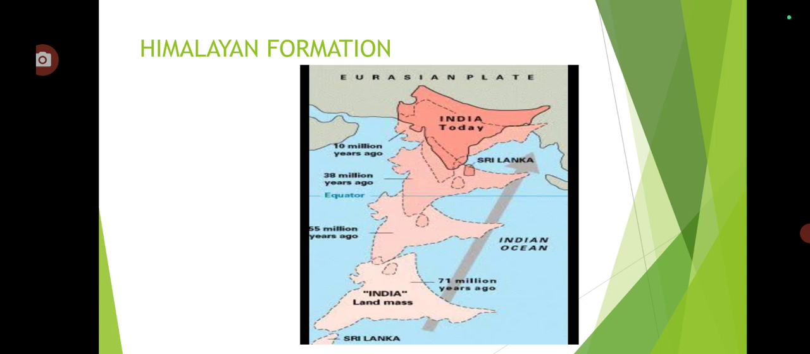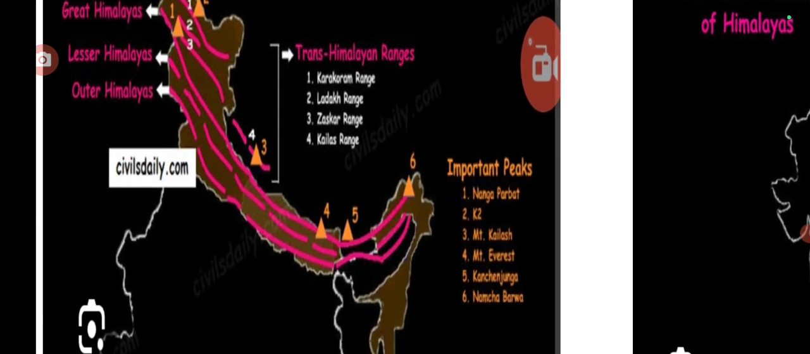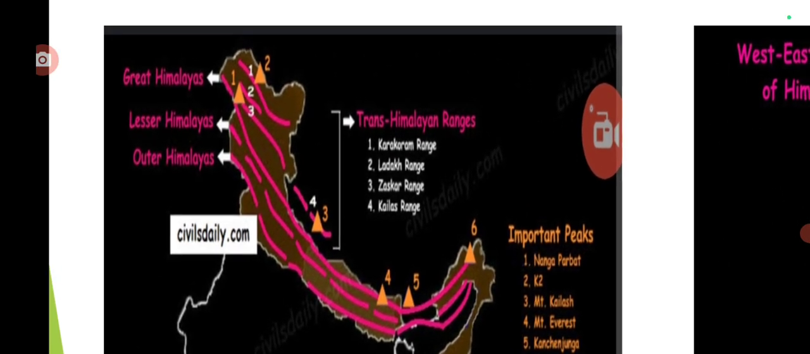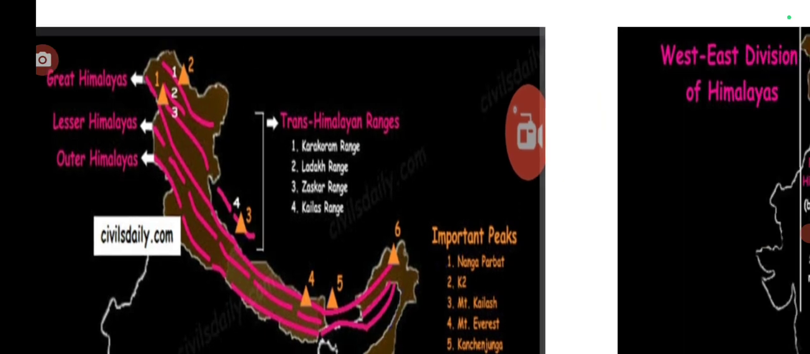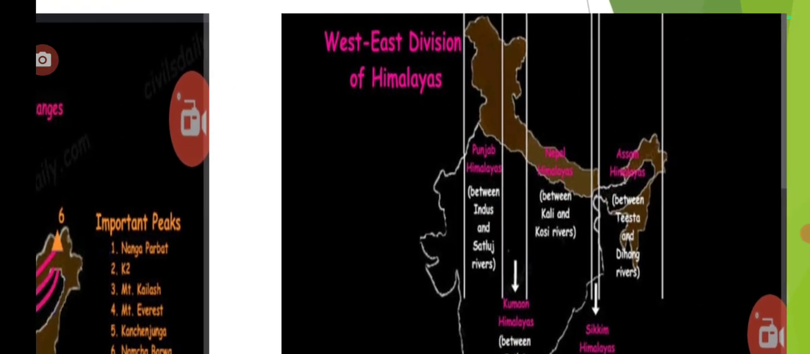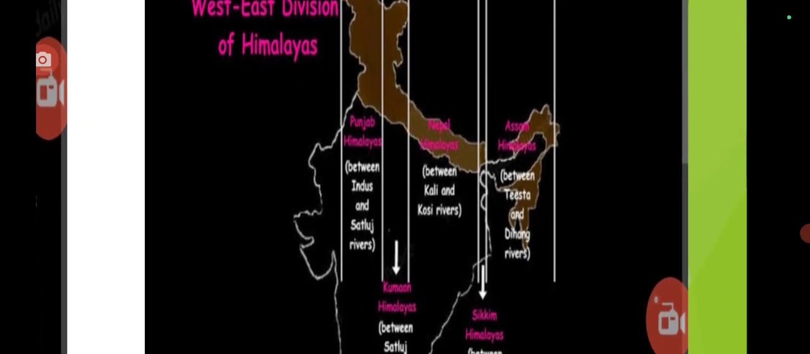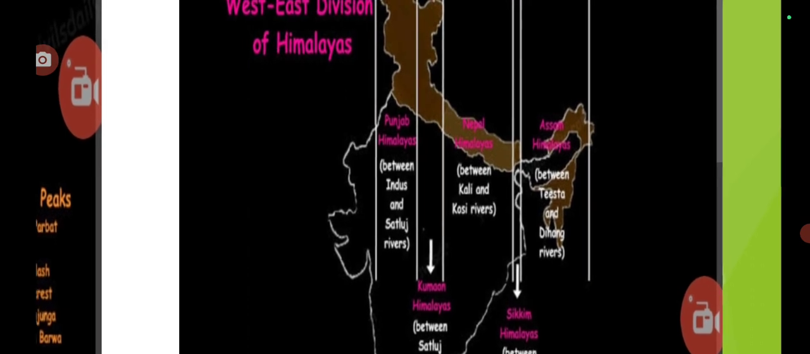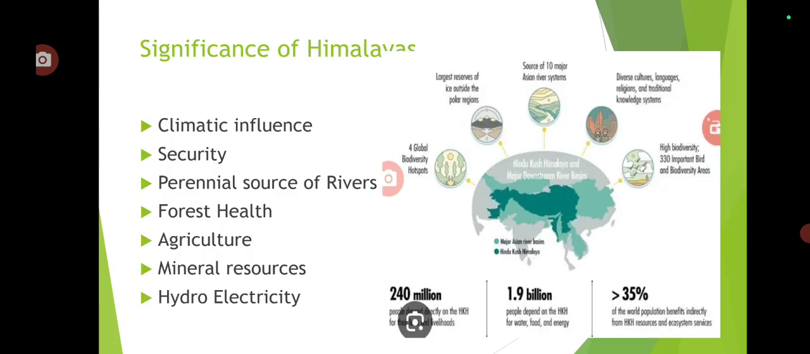These Himalayas can be divided into three divisions based on the latitudinal extent. These are Trans Himalayas, the Himalayan mountain ranges, and the Purvanchal. Based on the longitudinal extent, these are divided into Punjab Himalayas, Kumaon Himalayas, Nepal Himalayas, and Assam Himalayas. These Himalayas play a significant role in our ecological, economical, and cultural aspects.